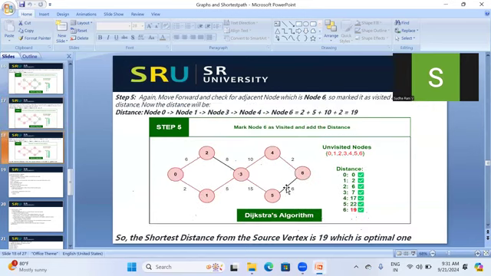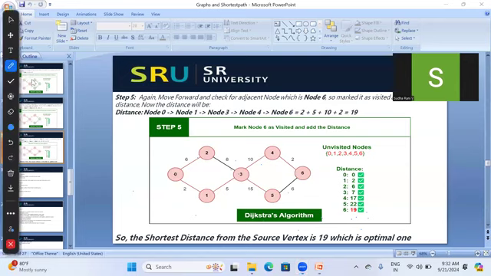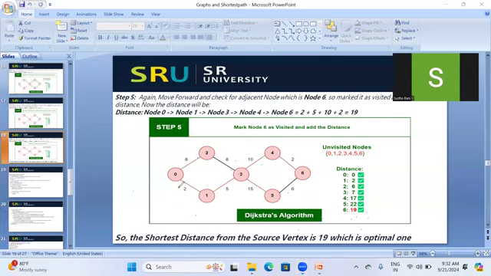See, now we have to traverse to node number 5 from 0. Let us check what possibilities we have to traverse from 0 to 5. The first possibility is 0 to 1, 1 to 3, and 3 to 5.